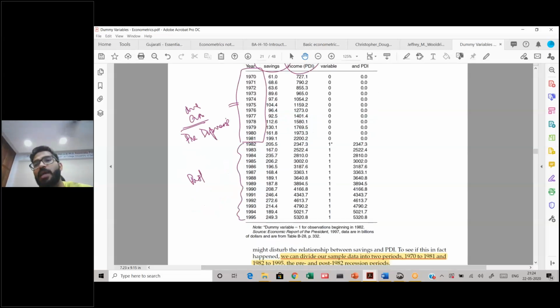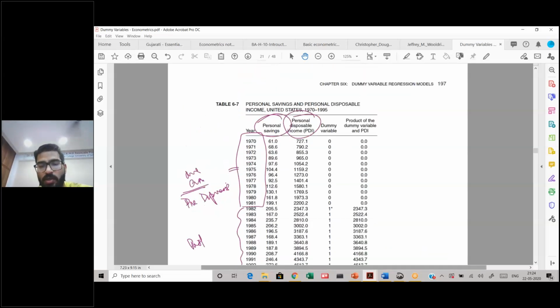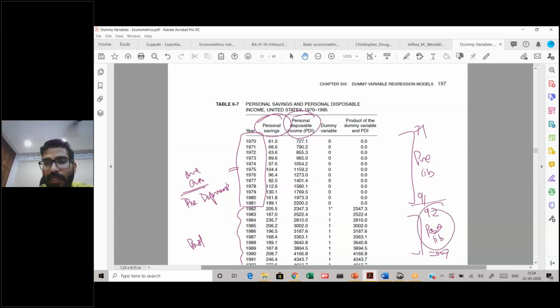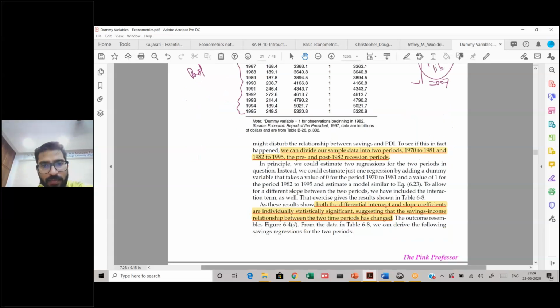In India, for example, let's not westernize this. Suppose we have data from 1971 till 1991. This is pre-liberalization, and from 1992 till, say, 2007, this is post-liberalization, because in 1991 you have a different set of economic activity. So this is the case that we have.